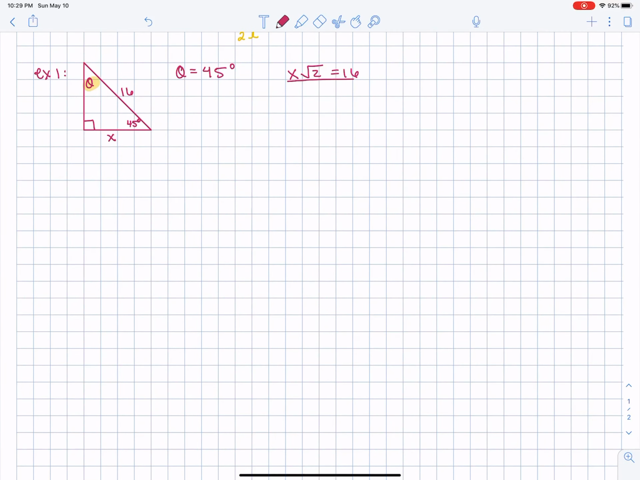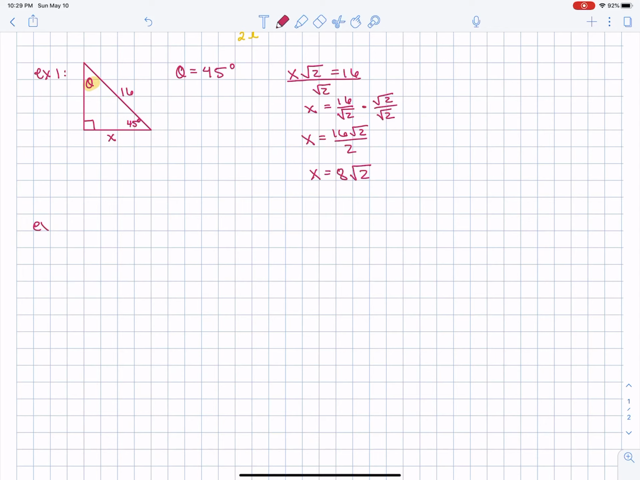Now, you know that you have to divide by root 2. We've worked through this. You're not going to leave a radical in that denominator. Heck no, you're going to rationalize that guy. And when you rationalize this, you get 16 root 2 over 2, meaning that your reduced answer is 8 root 2. And that is our side length for that 45, 45, 90.